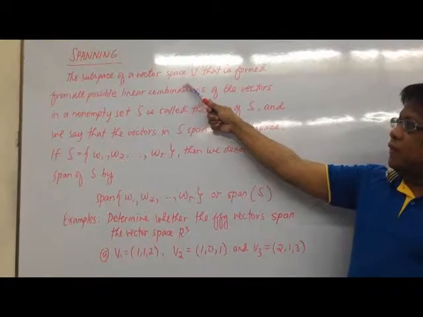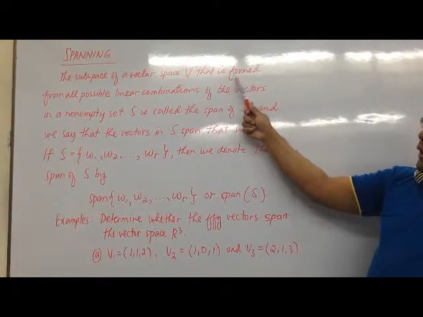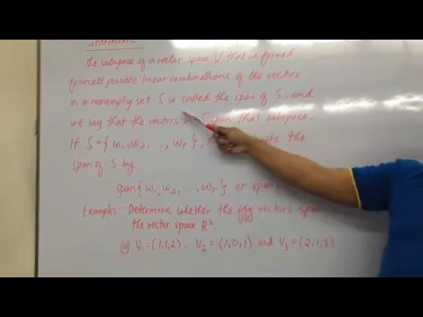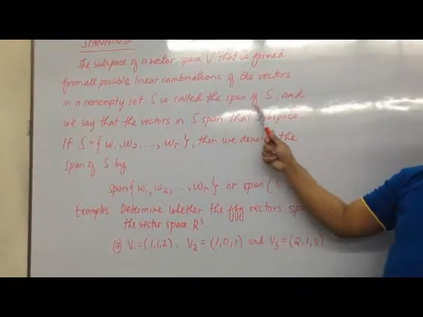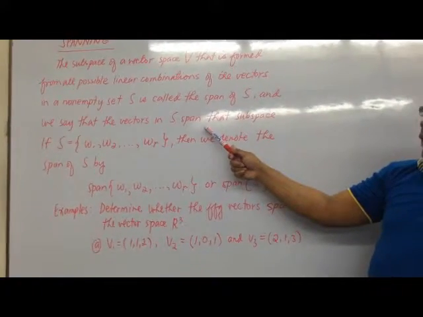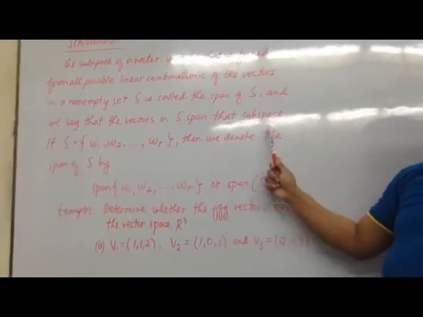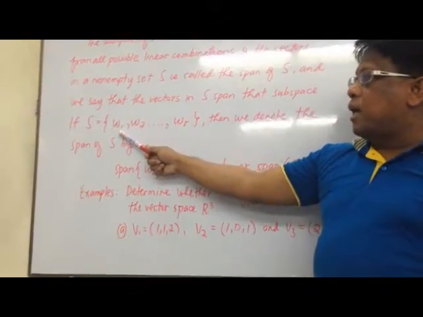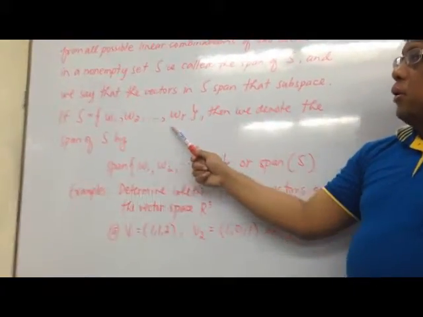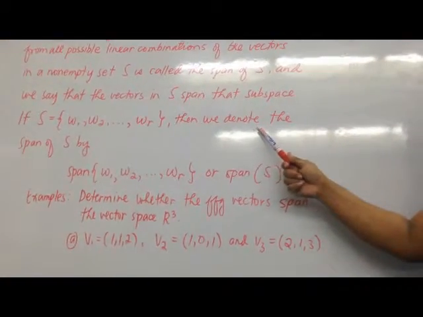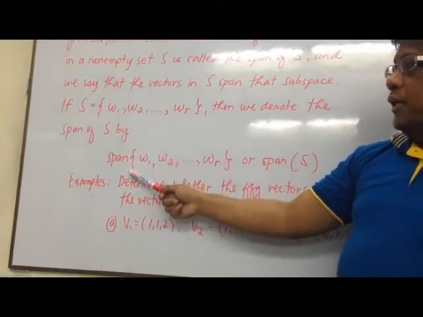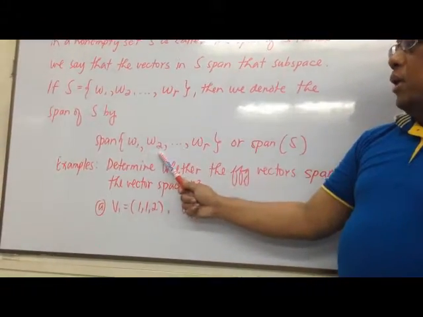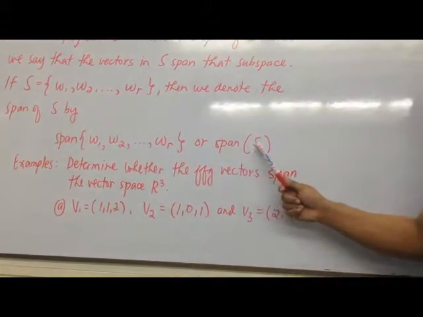The subspace of a vector space V that is formed from all possible linear combinations of the vectors in a non-empty set S is called the span of S, and we say that the vectors in S span that subspace. If S now contains the vectors represented by W1, W2 up to WR, then we denote that span of S by span of the elements W1, W2 up to WR, or span S.